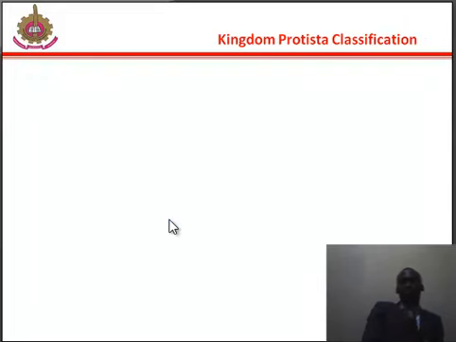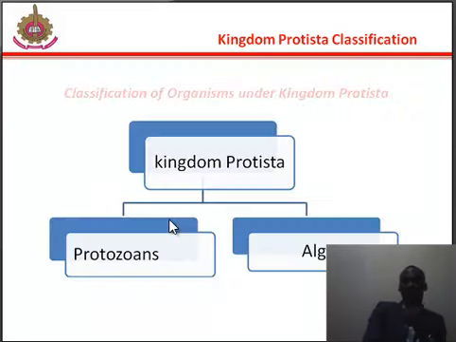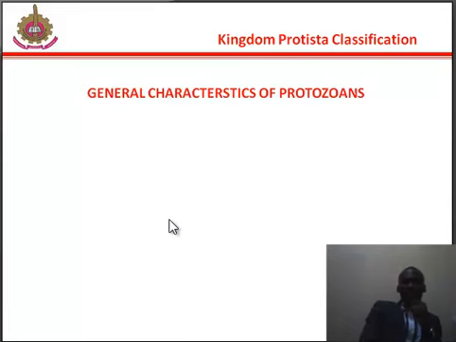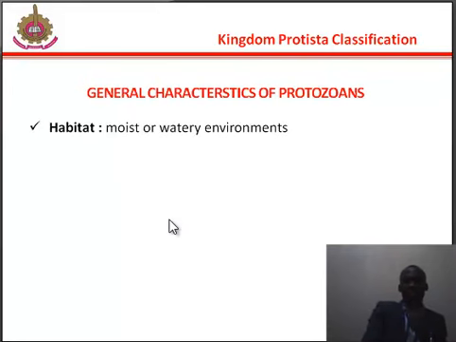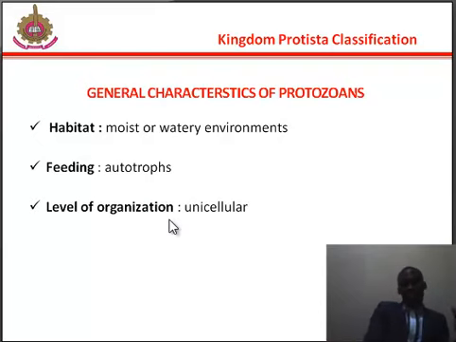Organisms that belong to Kingdom Protista can be divided into animal-like and single-celled protozoans, or plant-like single or multi-celled protists called algae. Protozoans live mostly in moist and watery environments. They are autotrophs since they can produce their own food by themselves. They differ from animals because they are unicellular, while animals are multicellular.